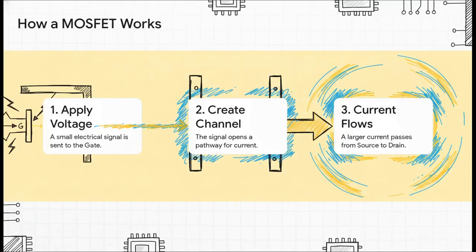So how does this little gate actually work? It's surprisingly simple, really. First, you apply a tiny little voltage to what's called the gate. That signal creates a channel. It's like it opens a door. And once that door is open, a much larger current can flow right on through. Take that tiny voltage away, the door slams shut. That's it. It's a simple, elegant, and unbelievably fast electronic switch.